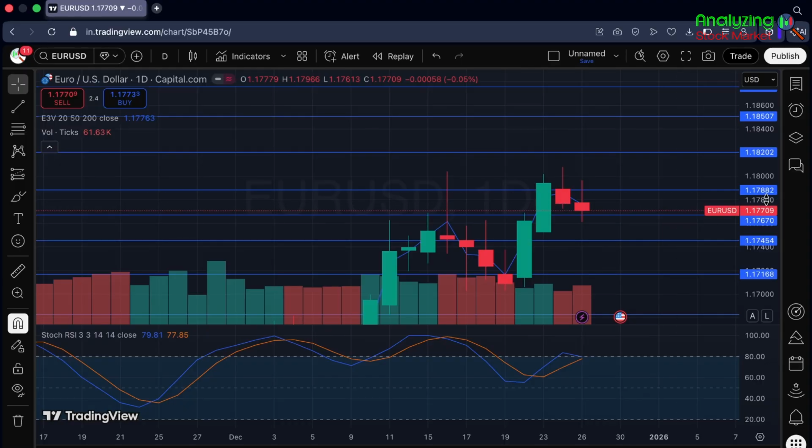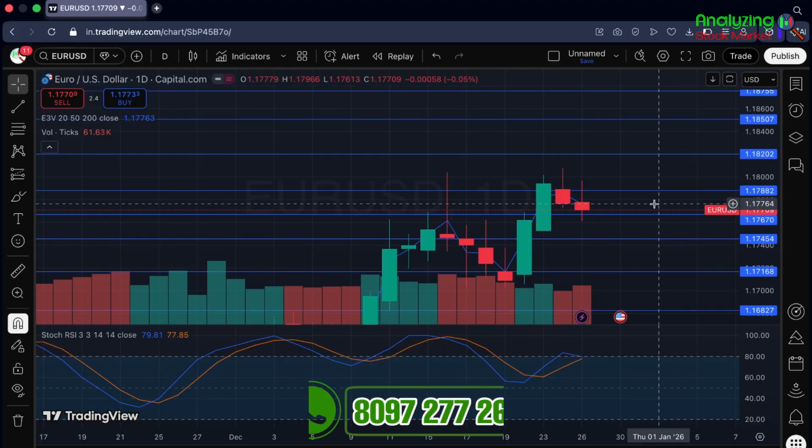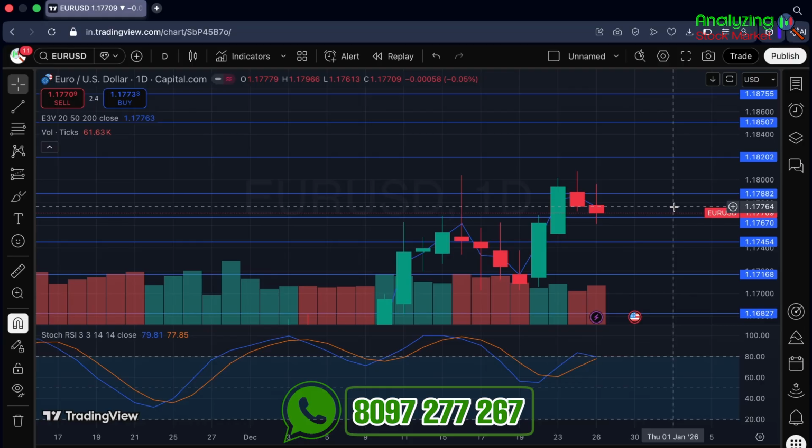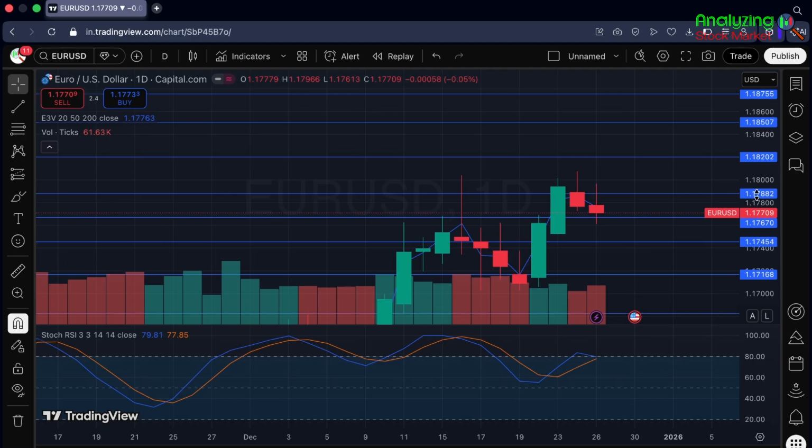Here you can see support and resistance zones are already marked during our previous week analysis, so we don't need to mark any such levels. Let's talk about the closing straight away. 1.17709 is the closing, and the direct support is 1.17670 and direct resistance is 1.17882. After direct support, there is a support of 1.17454 and then 1.17168. After direct resistance, there is a resistance of 1.18202 and then 1.18507. So these are the important support and resistance zones which will help you to take better stop loss and target levels according to your bias.